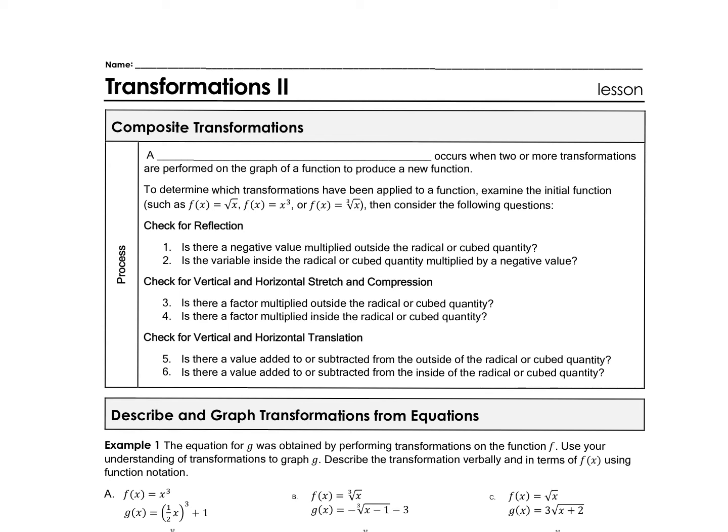Okay, so on this lesson, we're going to be continuing to look at transformations, but we're going to look at composite transformations, which means you have two or more transformations performed on one graph. So that's what a composite transformation is. A composite transformation occurs when two or more transformations are performed on your graph to produce the new function. So we're going to continue to look at your square root, your cubic, and your cube root.